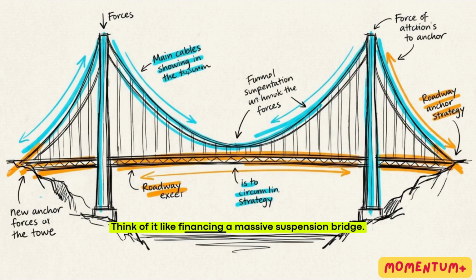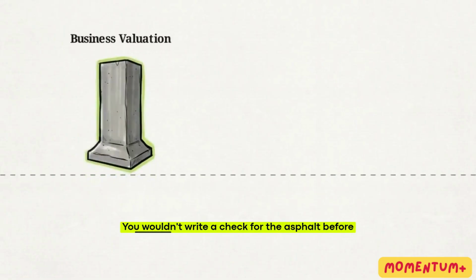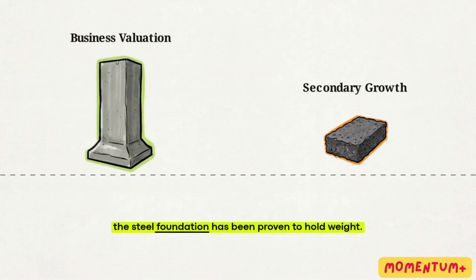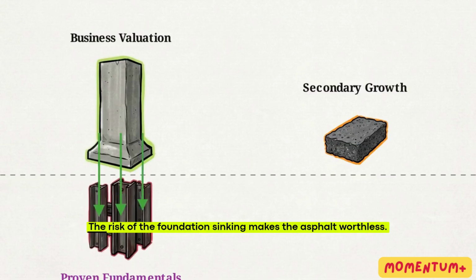Think of it like financing a massive suspension bridge. You wouldn't write a check for the asphalt before the steel foundation has been proven to hold weight. The risk of the foundation sinking makes the asphalt worthless.